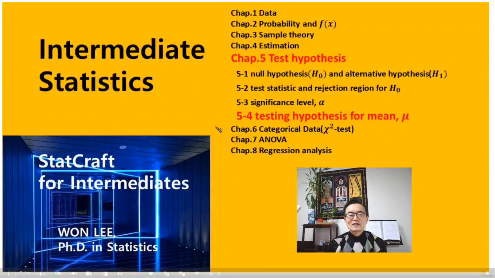I'm Lee. We are now studying test hypothesis, chapter 5. There are two hypotheses, H0 and H1.